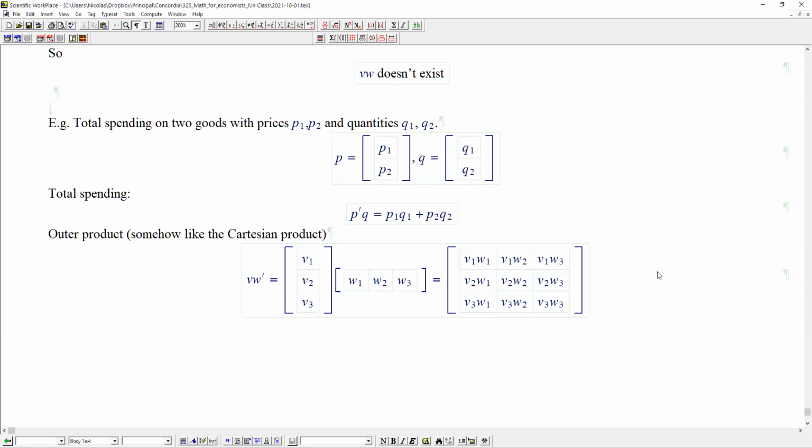And question, do I have restrictions about dimensions here? Do you think?